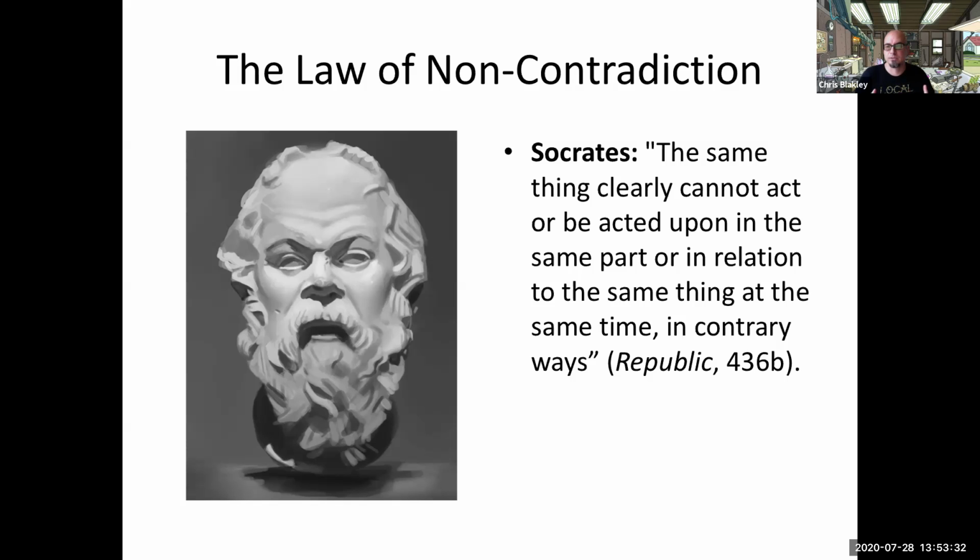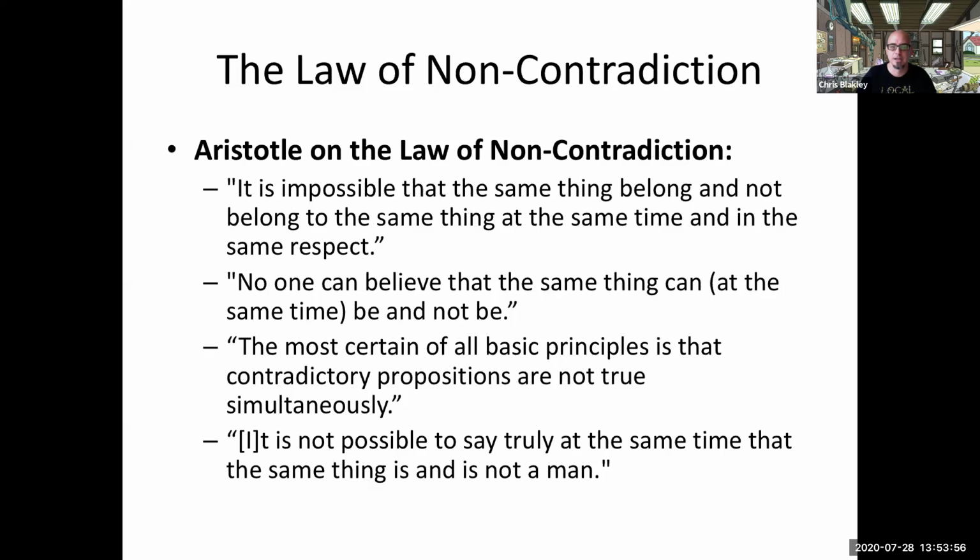Some of its earliest formulations come from Socrates in Plato's Republic, where he says the same thing cannot act or be acted upon in the same part or in relation to the same thing at the same time in contradictory ways, in contrary ways. Maybe not the best way of explaining what a contradiction is, because it just says contrary, and we're trying to figure out what exactly that means.